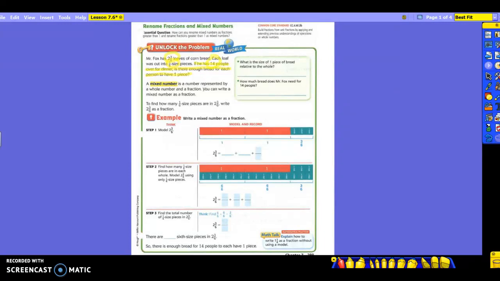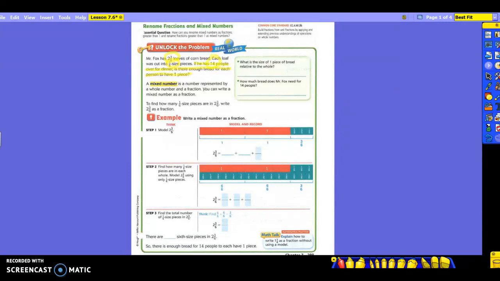So, a mixed number is a number that is represented by a whole number and a fraction. So this 2 and 3/6 is considered to be a mixed number. It has a whole number, which is 2, and a fraction, which is 3/6. And everybody remember that that's called a mixed number.